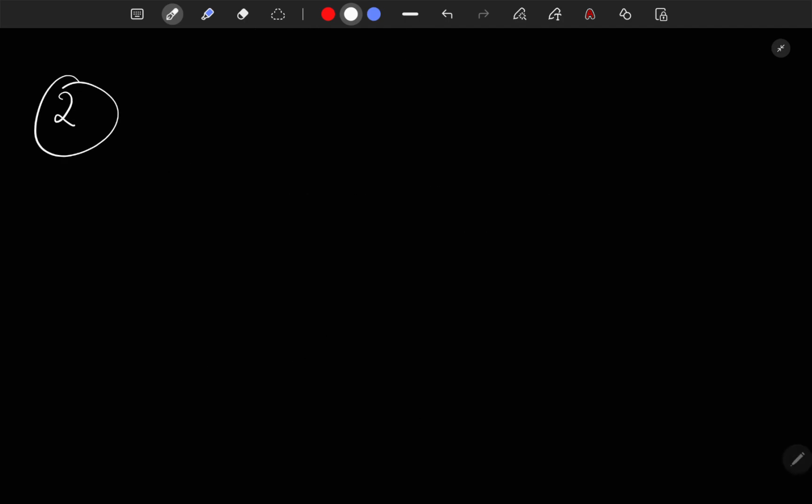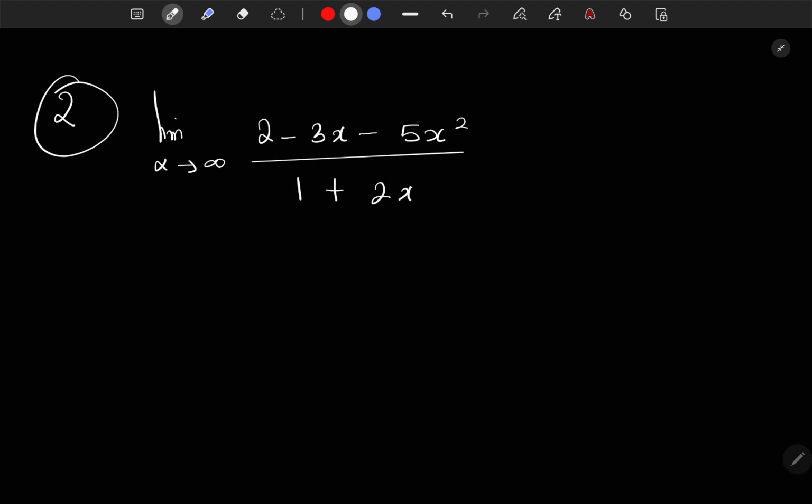Next question. Evaluate the limit as x approaches infinity of (2 - 3x - 5x²) over (1 + 2x²). How do we evaluate the limit? Step 1. If you see this type of arrangement, what arrangement?